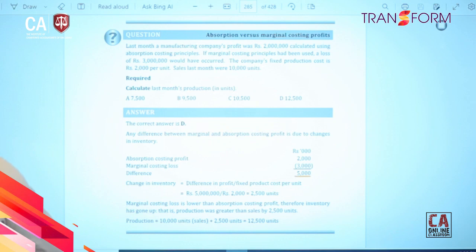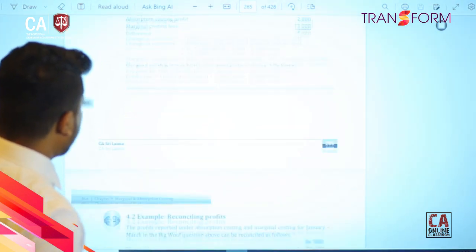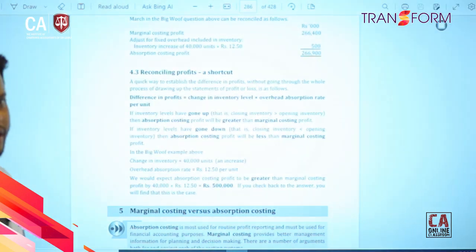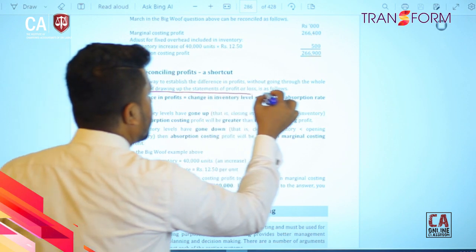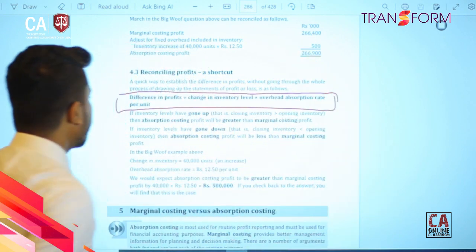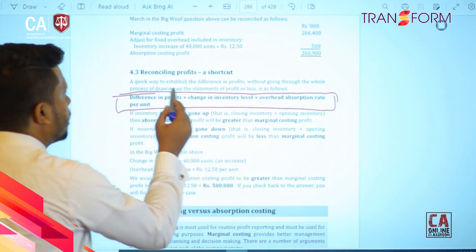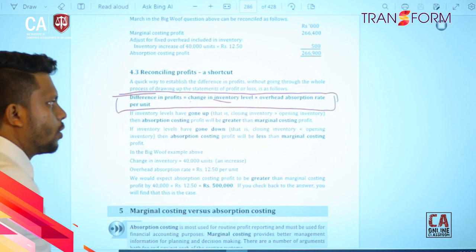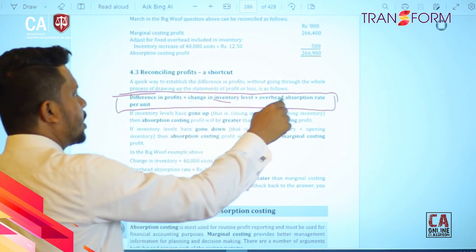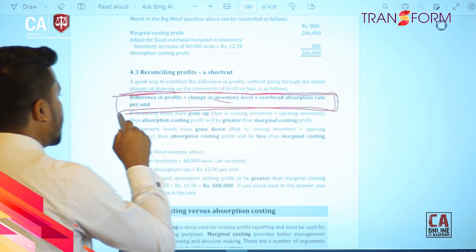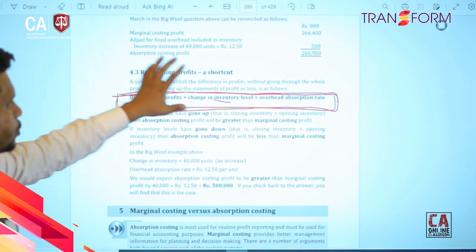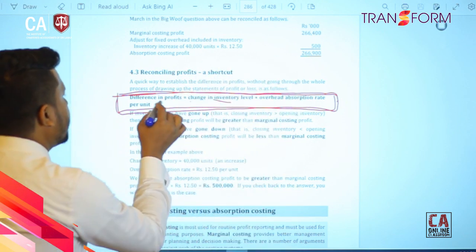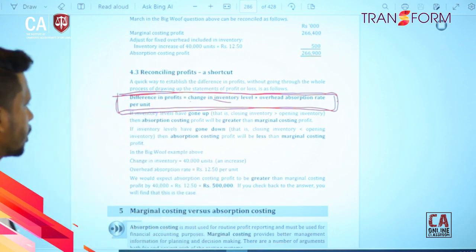So finally, if you are going to reconcile the profit, there is a very easy equation. I will take another 1 minute to discuss this. The difference in profit is made by the changes in the inventory level multiplied by the overhead absorption rate. Changes in the inventory level multiplied by the absorption rate, this is the equation you need to understand. This is what we did: our profit difference came from the change in inventory level, which we calculated and multiplied by the absorption rate. Then you can identify the difference in the profit per unit.